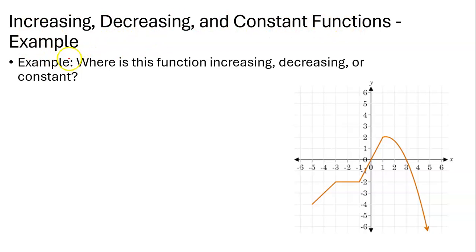Increasing, decreasing, and constant functions example. Where is the function increasing? Where is it decreasing? Where is it constant? Okay, so we can separate this into, let me grab a different color. What about blue? So we have this part, it increases to there and then decreases. So we have that it is increasing from -5 to -3. We have that it is constant from -3 to -1.